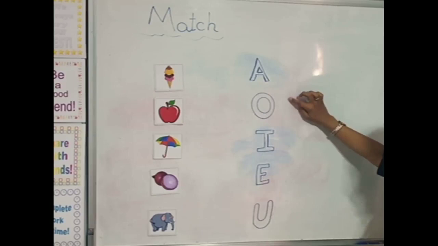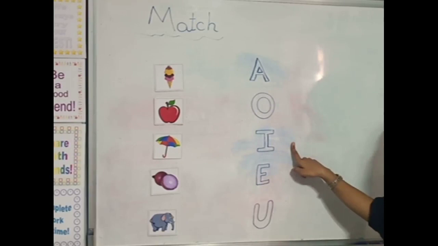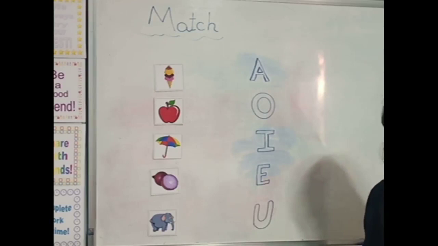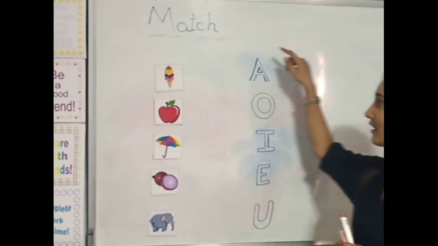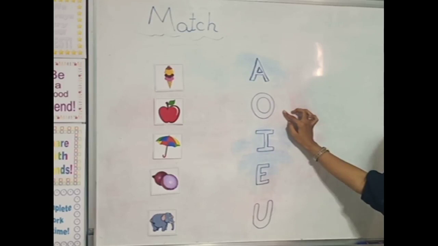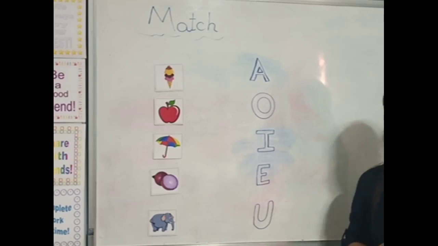No. Okay. How about this one? If you think the answer is right, you can say yes. If you think it's wrong, you can say no. Okay, let's start. For this ice cream, is letter A the answer? No. How about O? No. How about letter I? Yes, so we will join.